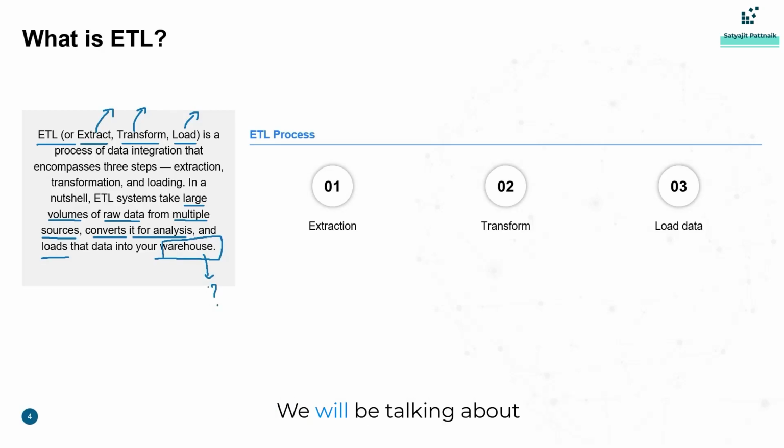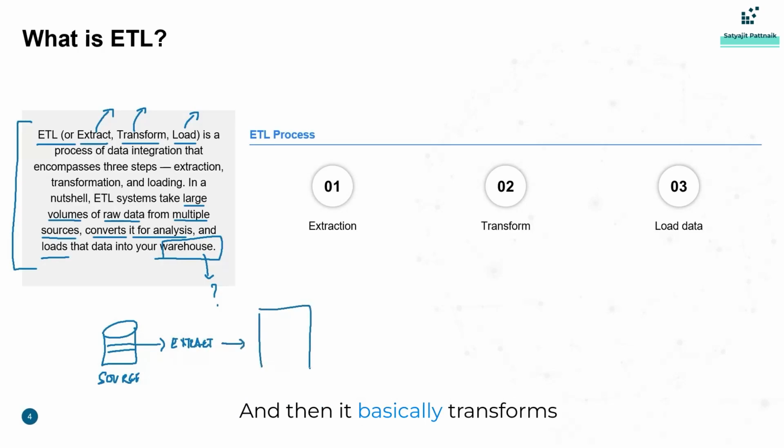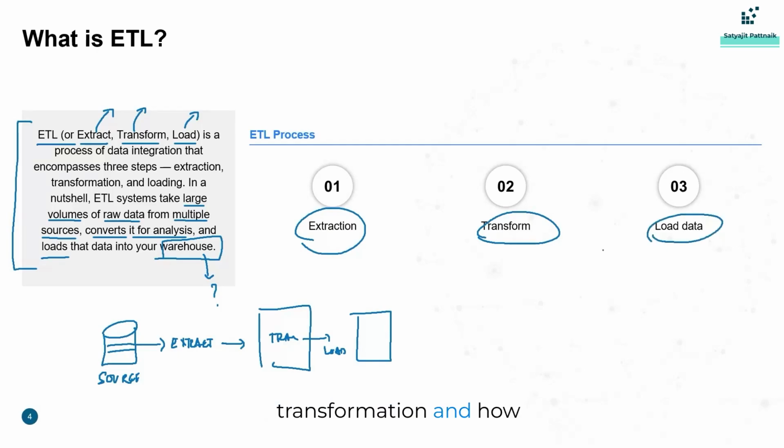What is a warehouse? We will be talking about warehouses in a couple of slides. So simply what ETL does is it takes your raw data. Your raw data could be from any source. It does some extraction, and then it transforms and loads into a database. This is the simplest explanation of ETL: extraction, transformation, and loading. Now, what does each one of them mean in detail? What is extraction? What do we actually do in the transformation? And how do we load data?